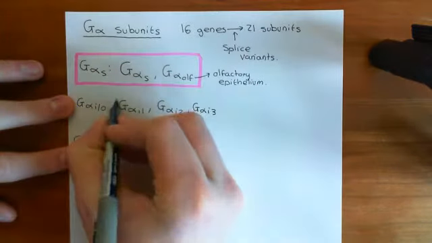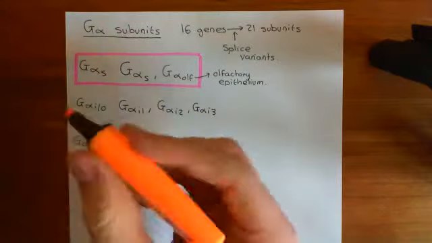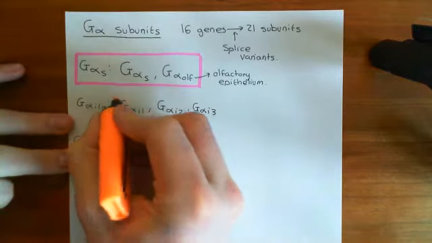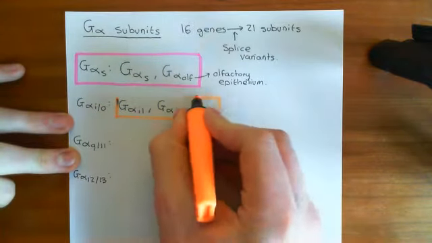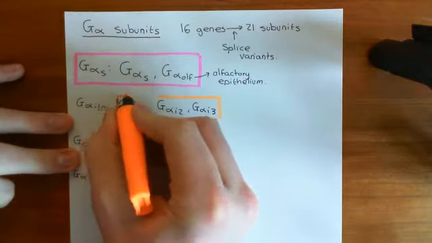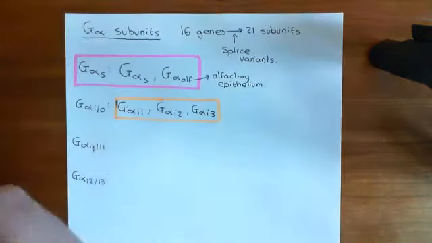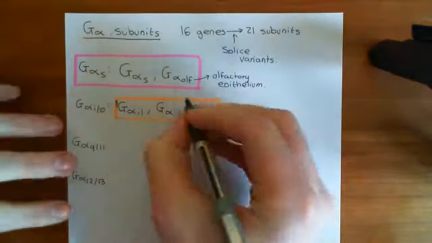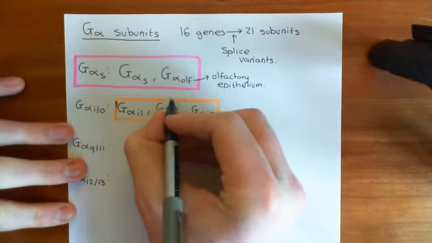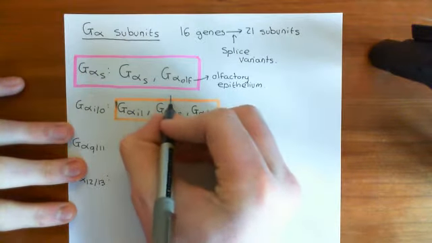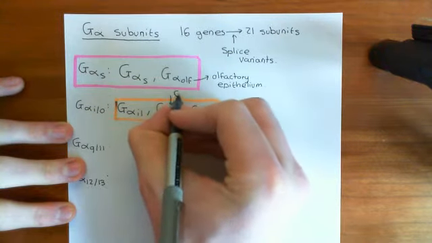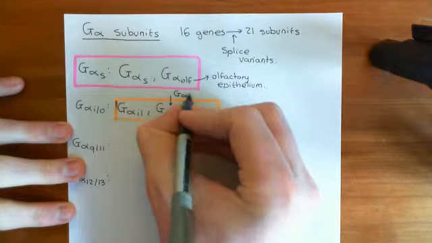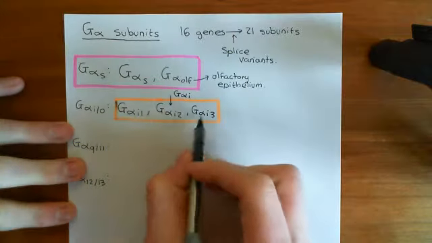When someone says G alpha I, what they mean is 1 of the 3. All 3 of these pretty much do the same thing. They go off and inhibit certain adenylyl cyclase enzymes. So often people don't distinguish between the 3 different genes for G alpha I subunits, and instead they will just refer to G alpha I, and they'll mean 1 of the 3.